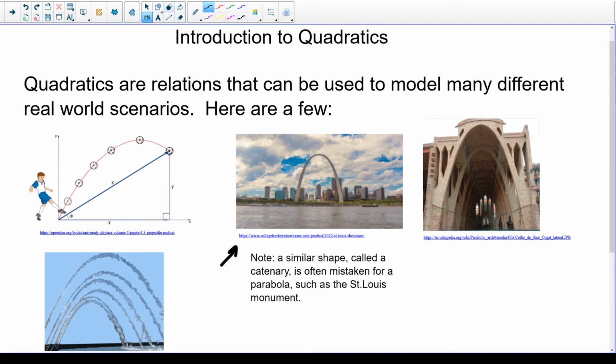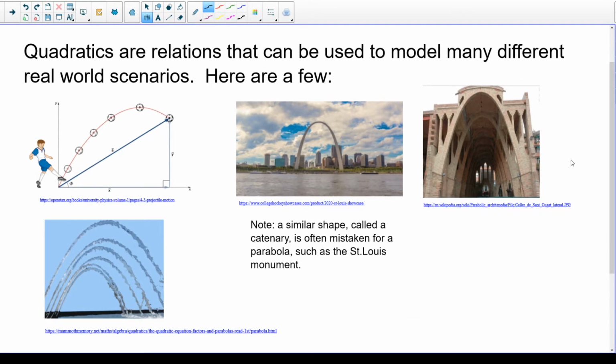And then we have also arches, like this one, and certain fountains of water will also follow parabolic shapes when the water is being shot through them. So there are many different places where parabolas will actually be used to model scenarios. Another one that's not quite as visual is revenue. If you're selling items, you can use a parabola to represent revenue. So there are many, many different situations.